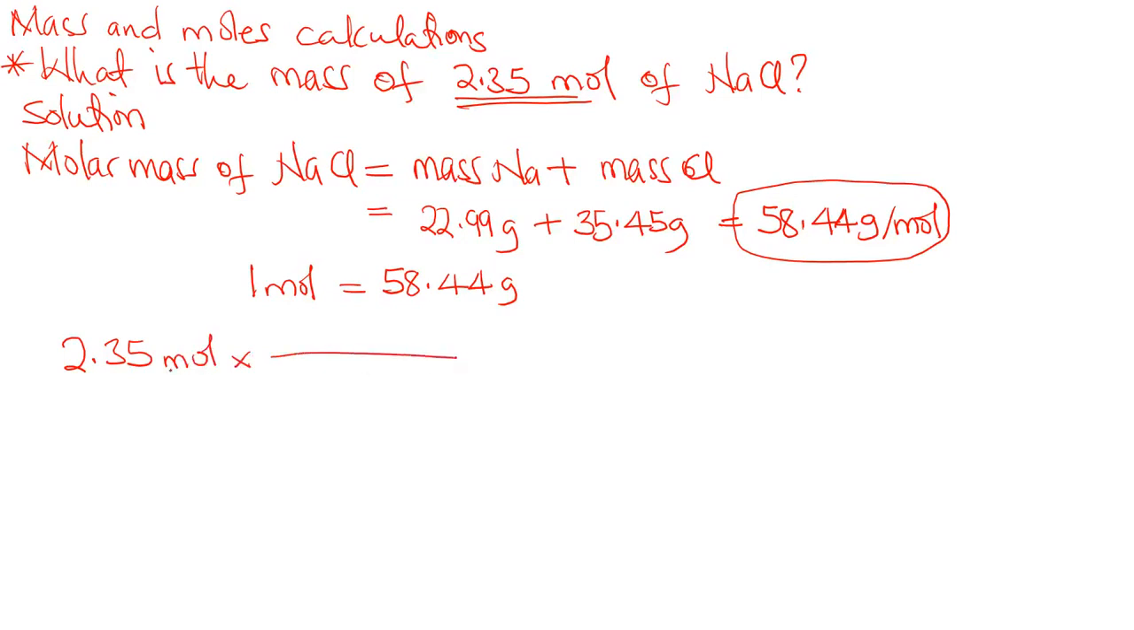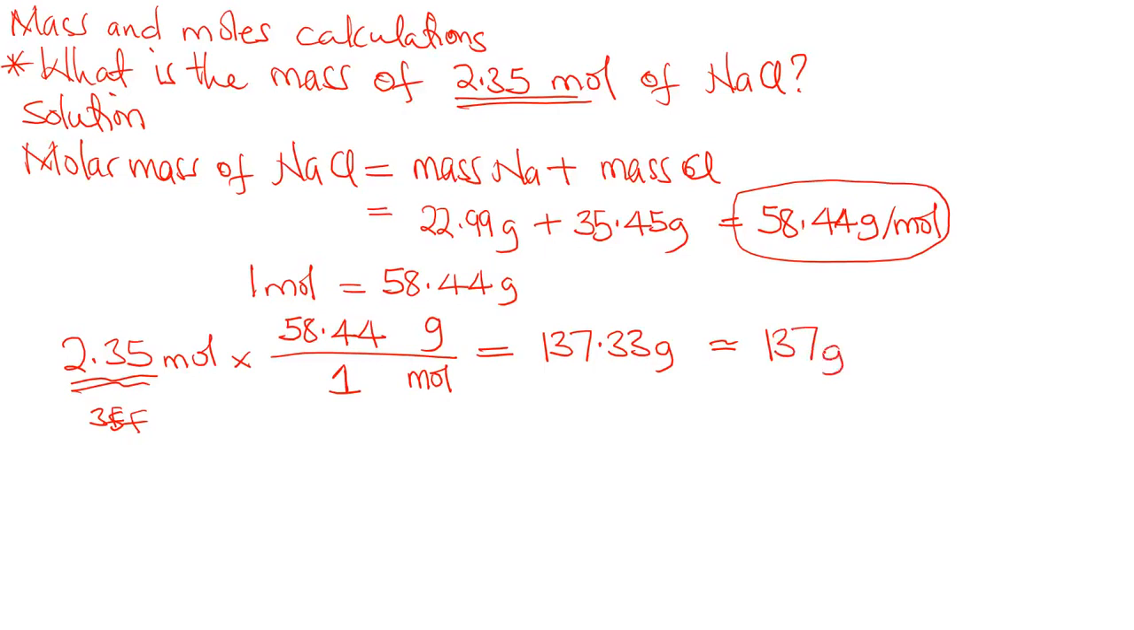times. So because we have mole here, we need to have mole down here, which means we are going to have grams up here. So mole goes with 1. Grams go with 58.44. So when you multiply this, you get 137.33 grams. Now this one is given to 3 significant figures, which means our answer also must have 3 significant figures. So the final answer is 137 grams to 3 significant figures.